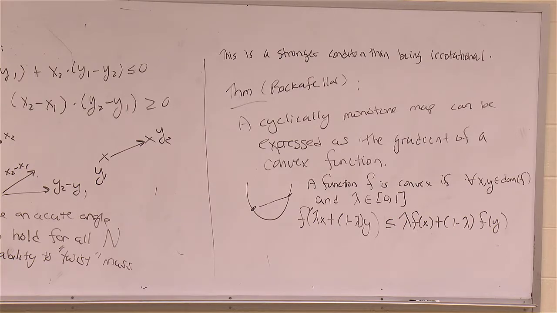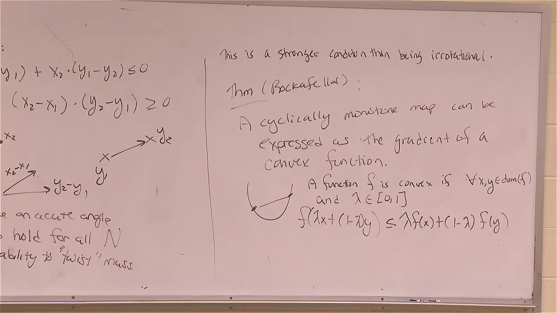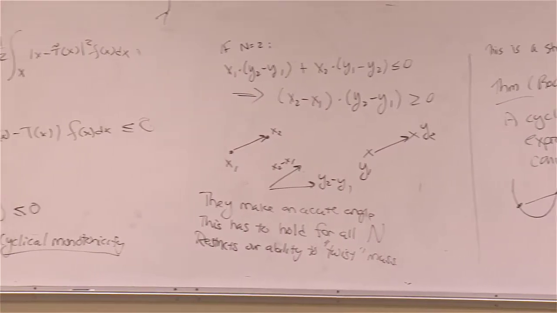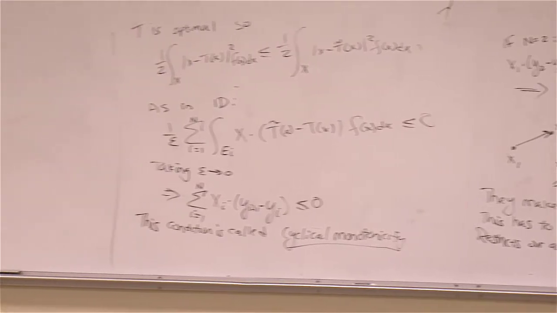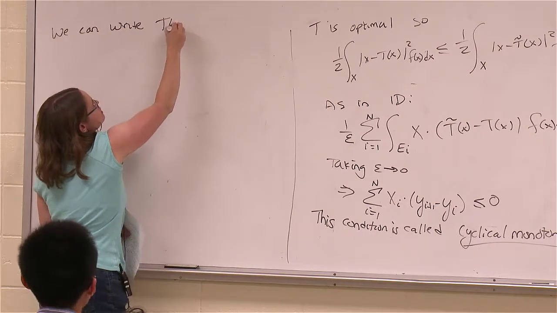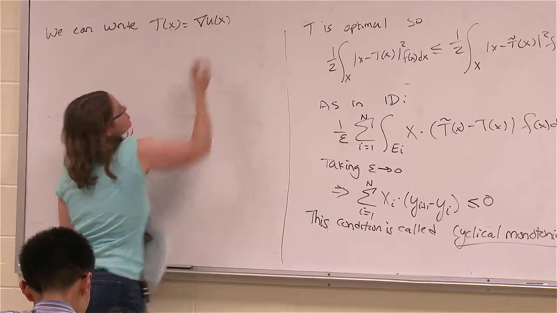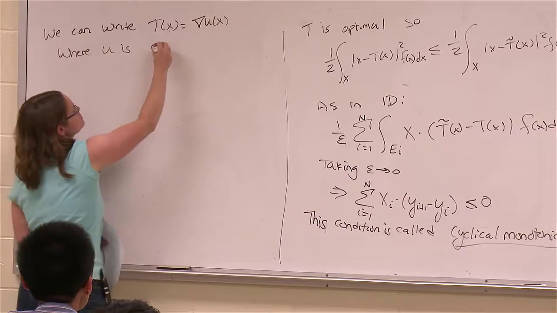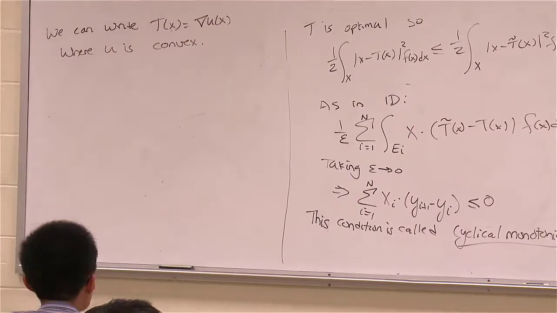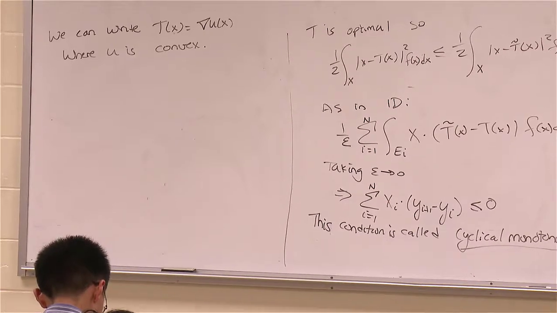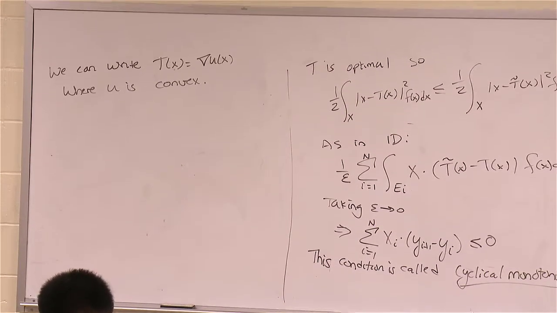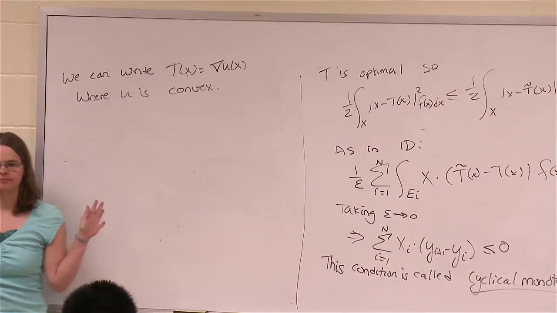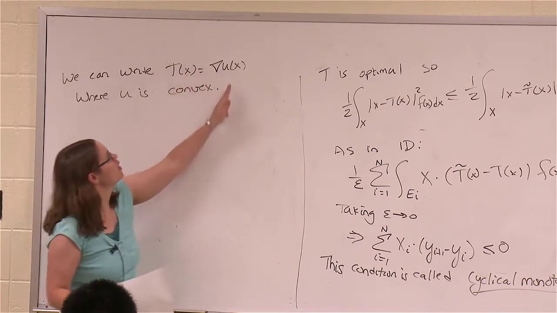Okay, so what did we learn? If we happen to have an optimal mapping, it can be expressed as a gradient, not just any gradient, the gradient of a convex function. So we can write T equals the gradient of u, for some scalar valued u, where u is a convex function. So this is the part that comes from the optimality condition. The optimality condition says our optimal map looks like this.